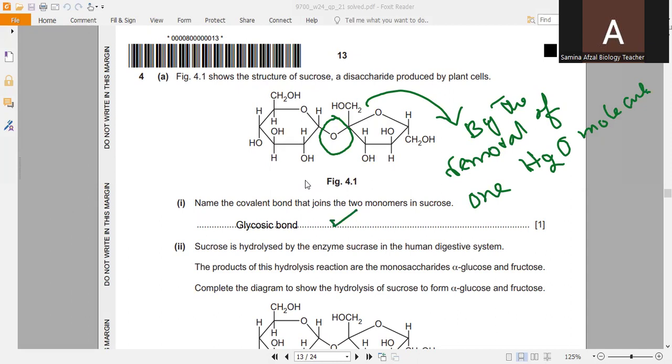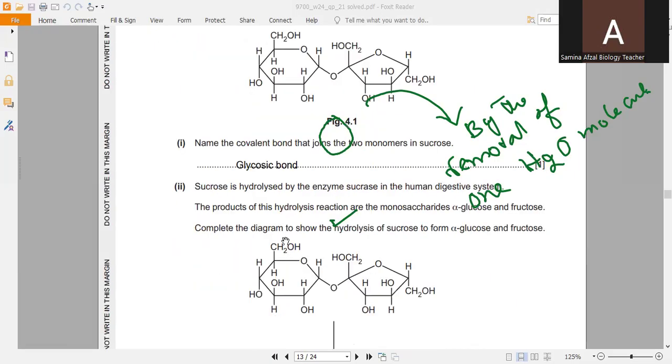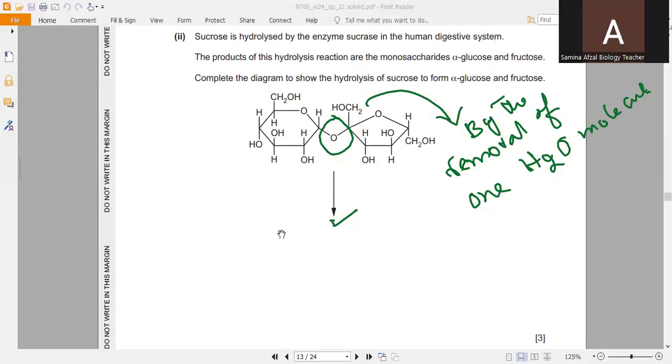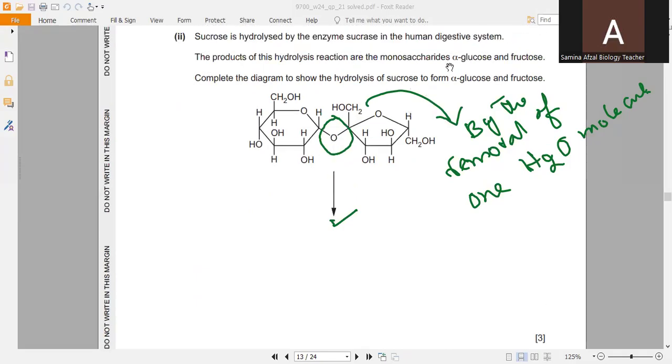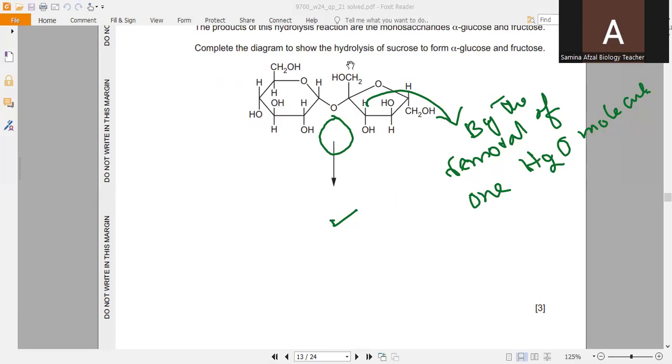The next question is: sucrose is hydrolyzed by the enzyme sucrase. In the human digestive system, the products of this hydrolysis reaction are monosaccharides. Monosaccharides join together to make a disaccharide. Here the monosaccharides alpha glucose and fructose join together to make sucrose. Complete the diagram to show the hydrolysis of sucrose to form alpha glucose and fructose, and you know the glycosidic bond forms between them.